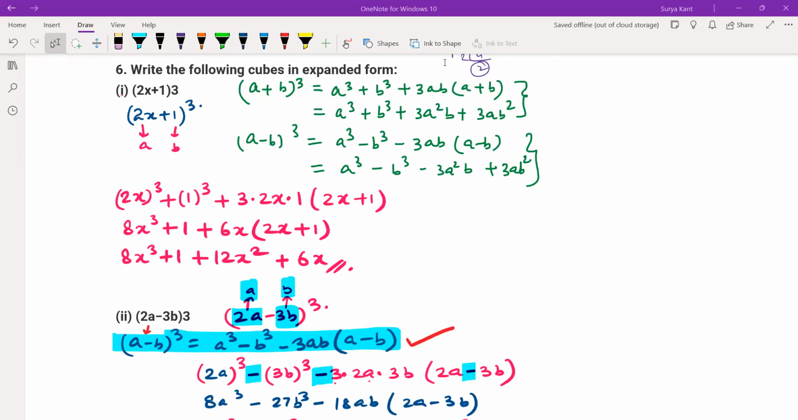So what are we doing? Yes, sir, I wrote. So what should we write, sir? What you should do? First question you see, no? First question you should do 2x plus 1 whole cube. The second one is 2a minus 3b whole cube. Sir, how do we do that? You know the formula a minus b whole cube, right? It's given here, no? See, we have to use that formula. Okay, I'll just write that formula.